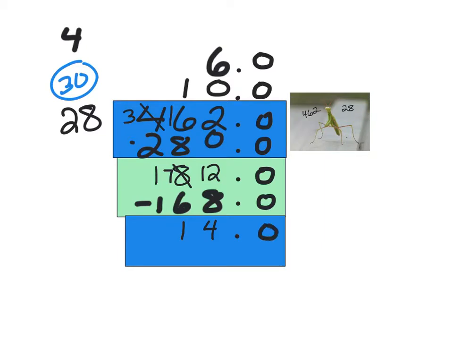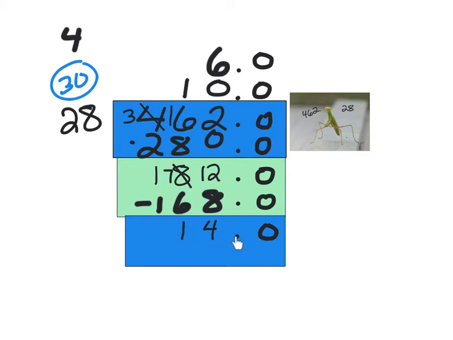So now I've created another column, and as I've talked before, anytime you have a digit in the ones column, you can always add a decimal and as many zeros as you want without changing the value of that number, and that's what we've done right here. So next thing I want to do is go, okay, how many times can 28 go into 140?